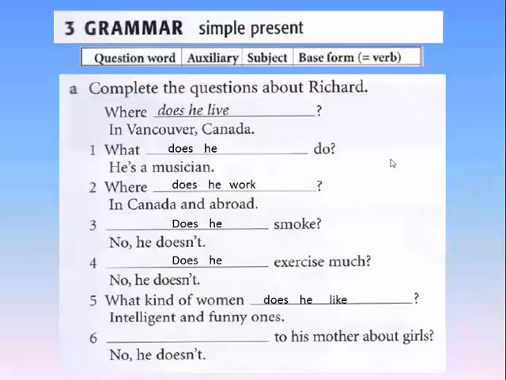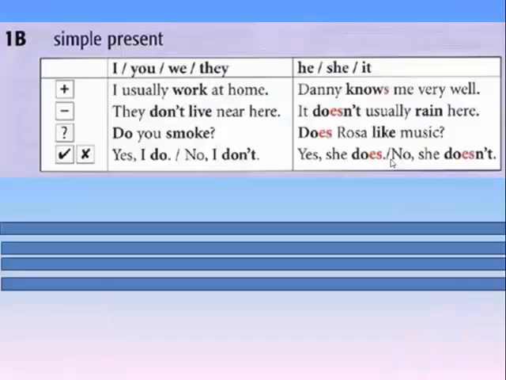Intelligent and funny ones. And number 6, to his mother about girls? No, he doesn't. And the question is, does he talk to his mother about girls? No, he doesn't. This was a review of the questions in simple present. But now let's study simple present affirmative, negative, questions, short answer that is affirmative, and short answer that is negative.